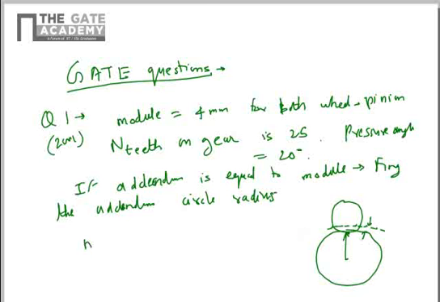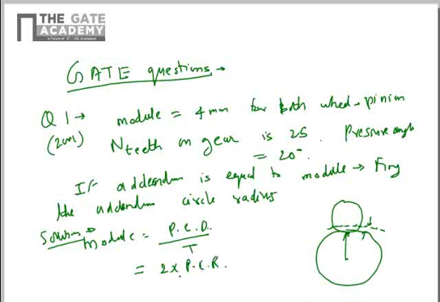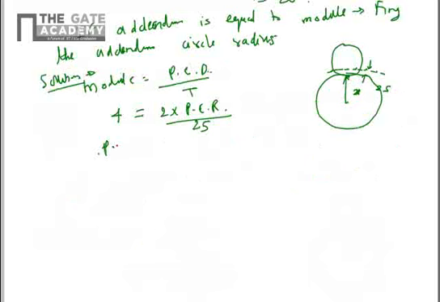So the pitch circle radius we can determine from the definition of module. Module is equal to pitch circle diameter divided by number of teeth. The pitch circle diameter is 2 times pitch circle radius, divided by number of teeth. On the gear it is given as 25 teeth, and module is given as 4 mm. So by solving this, the pitch circle radius will be equal to 25 into 4 divided by 2, that is 25 into 2, that is 50 mm.